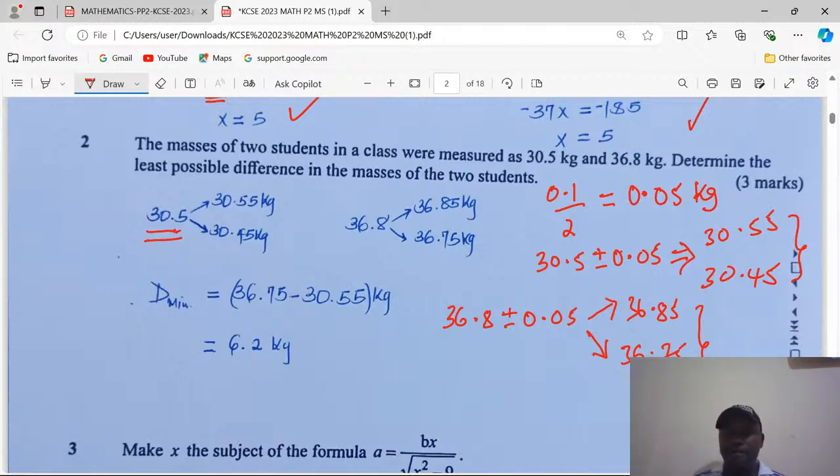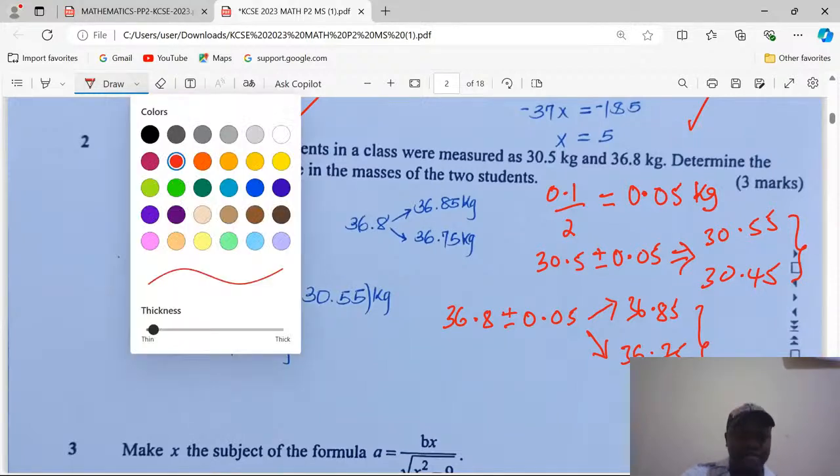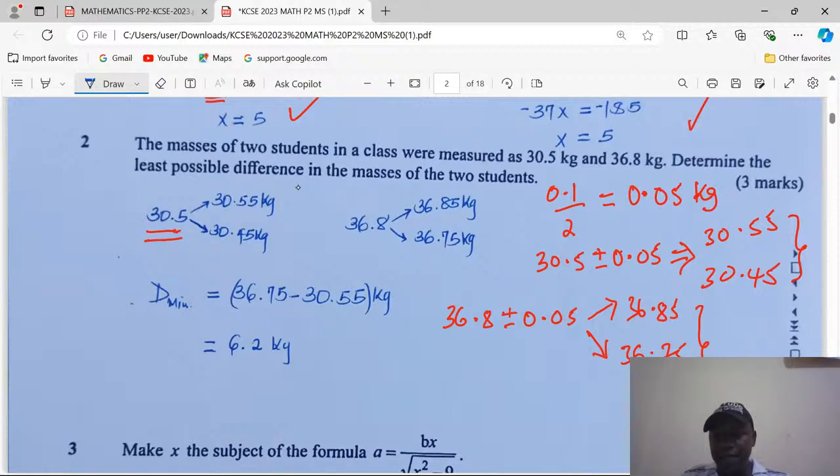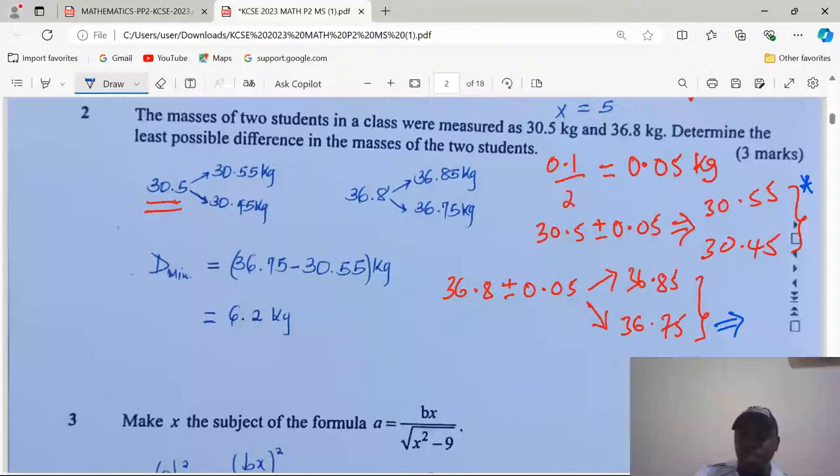Now we have maximum and minimum values for both measurements. What we are determining now is the least possible difference. When we are subtracting, for us to get the least difference, in the bigger value we use the small value. Remember, we want the least difference. So we will take the smallest value in the bigger measurement, and subtract the greatest value in the least measurement. So it will be 36.75.